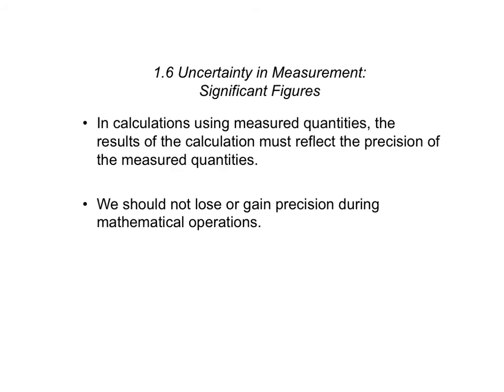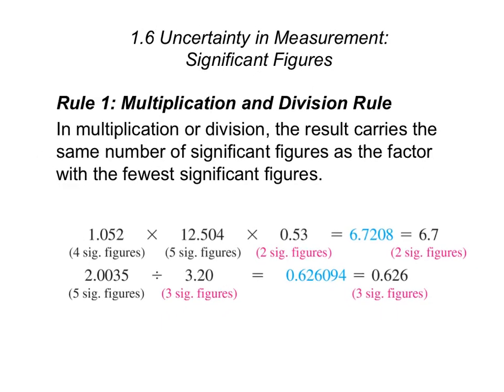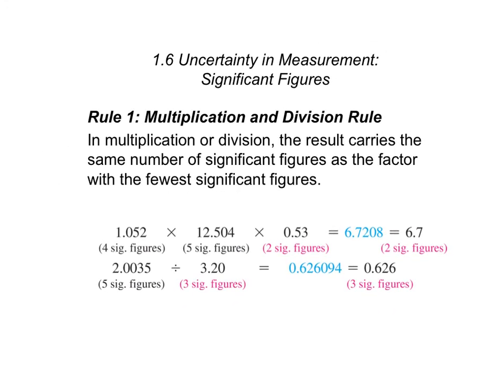So the first rule is one that people always remember, never forget. It's the only one they remember, unfortunately, too. It's the multiplication and division rule. What it says is that when you multiply and divide, your answer should have the same number of sig figs as the figure with the least amount of sig figs that you're using for the actual multiplication and division, okay?